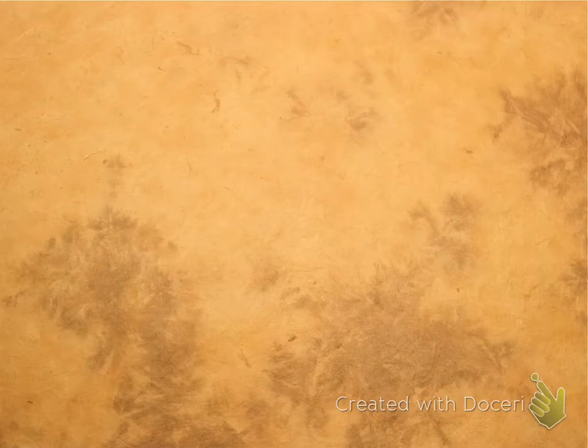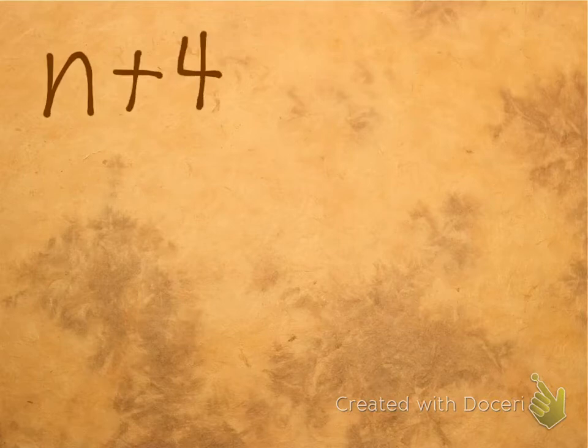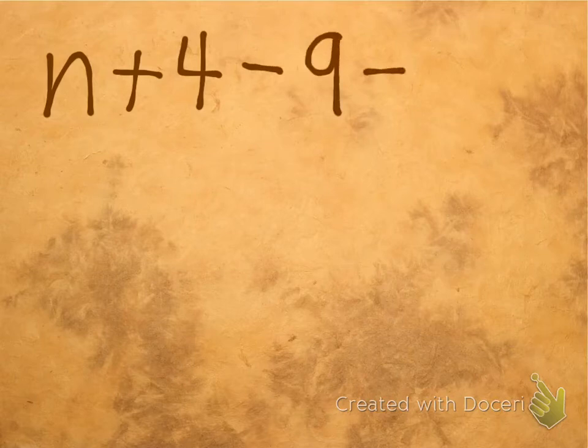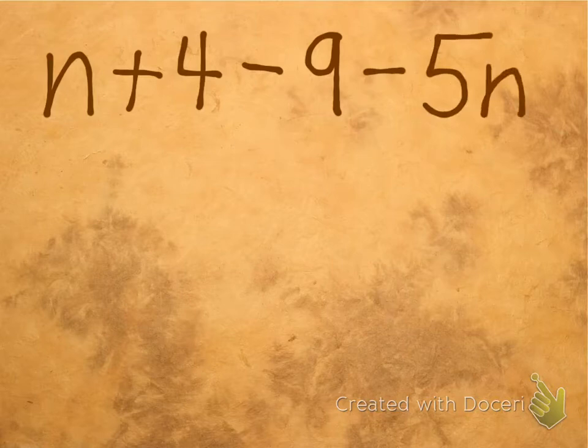Let's say we have n plus 4 minus 9 minus 5n. Now before we even start, this first n right here, how many n's are there? 1. It's important that you remember that that's a 1 there. Even though they didn't list it, that's 1n.